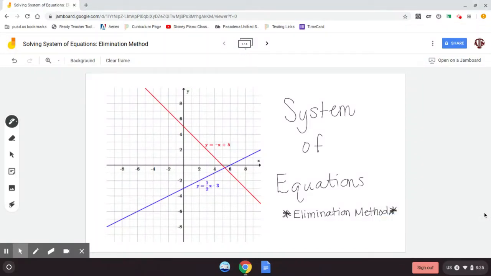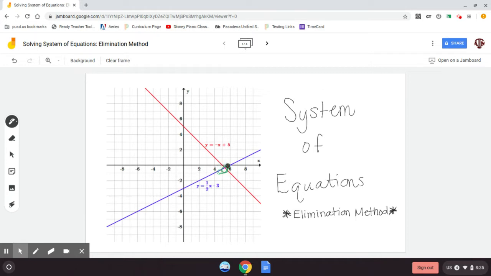Howdy guys, this tutorial is going to show you how to solve a system of equations using the elimination method. The other day we talked about how to solve it by graphing. So I have this graph over here on the left side, and you can see that there's one solution to this graph, and the solution is right here where they cross.